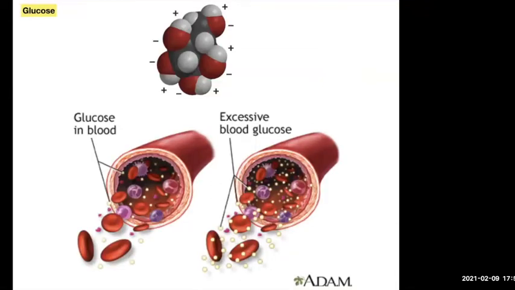Glucose, over here, these little positive and negative polar molecules are why it's dissolved in water. So it's dissolved in the blood. The main blood sugar is glucose, so it's floating around in there, right? You've heard of high blood sugar, low blood sugar, right? That's the amount of this free-floating glucose in your blood.